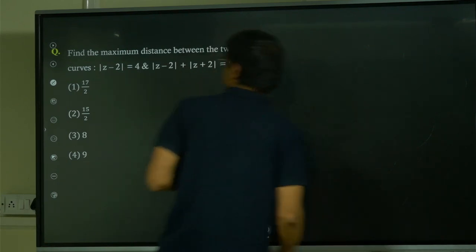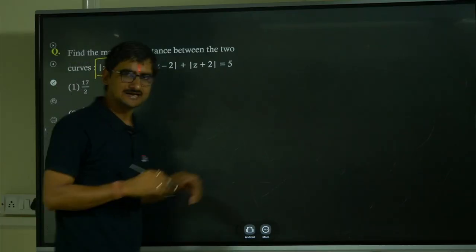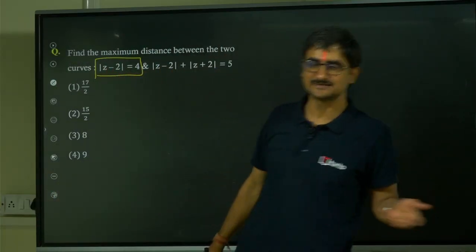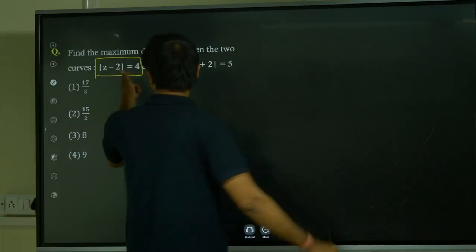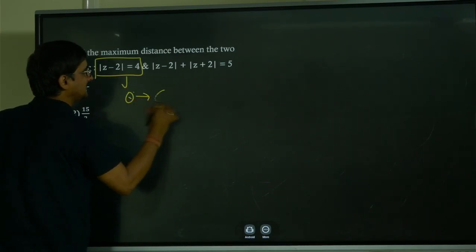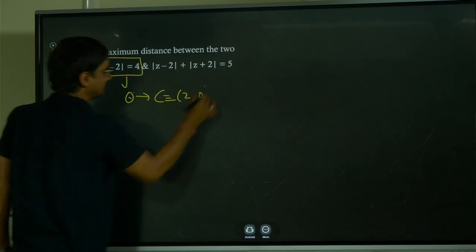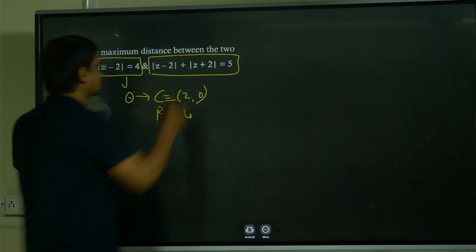The maximum distance between the two curves. Okay, see, in the last video also we discussed that complex number with the help of a curve. We use a circle. See, again that's a circle. It's a circle whose center is 2, 0 and radius is 4. Now which curve is it, bacho? Which curve is it?